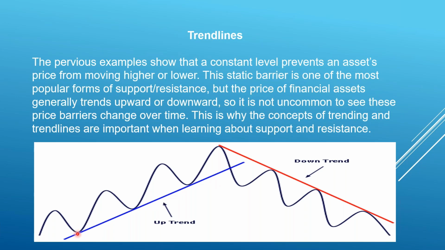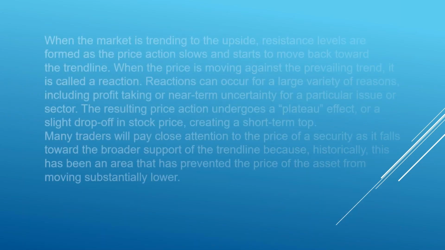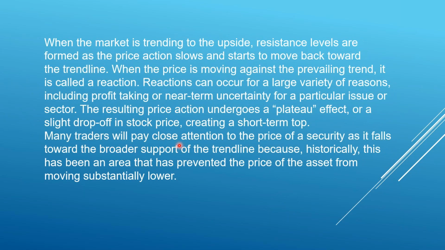So now when we have this here and here again, and we draw this line, we predict that at this level it will be a support level. And if this level breaks, if this uptrend breaks, we think that the price will go in the opposite direction, into a downtrend. So we draw this line between the highs. It will be lower highs, and now we will know that we have reversed into a downtrend. Okay, this is a very common support and resistance level, which we call a trend line, and which we draw with our tools in the trading application, like MT4 or MT5. So when the market is trending to the upside, resistance levels are formed as price action slows and starts to move back toward the trend line.